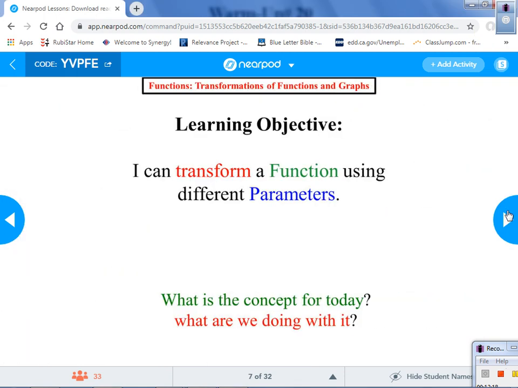Our objective for today: I can transform a function using different parameters. What concept are we still on? Functions. That is correct. So you're writing your objective.